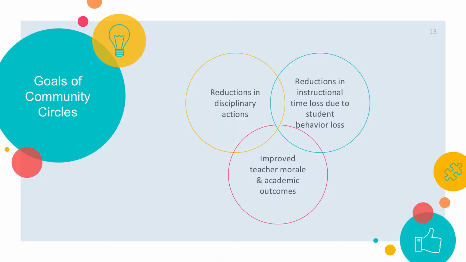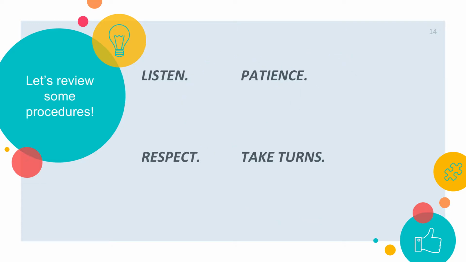Goals of community circles. Principals enjoy that reduction in disciplinary actions and reduction in instruction time is important, but what I enjoy the most is that we increase teacher and student morale. It's important that we listen, we have patience, we respect, and we take turns. When kids really buy into this idea, they accept responsibility and they also gain confidence and they become really productive members of the school community and the local community.